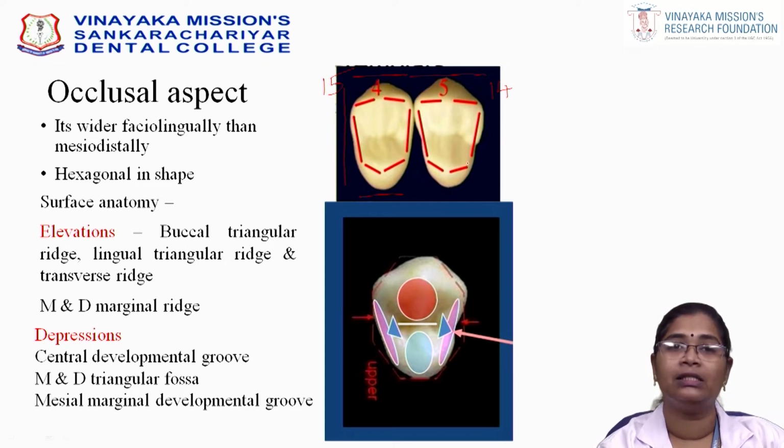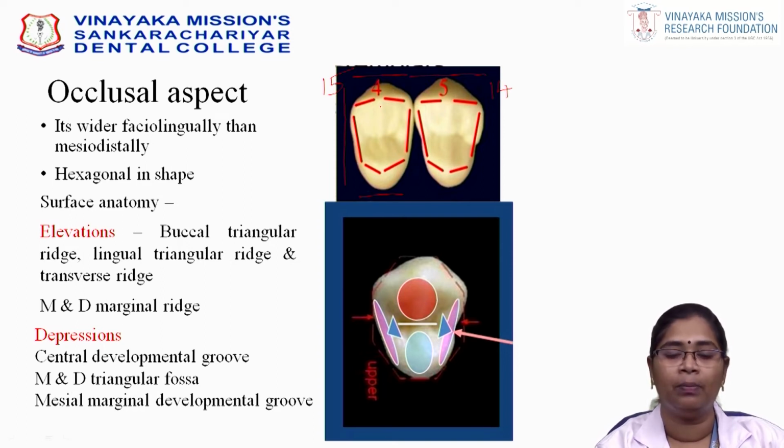When you see the surface anatomy, you can name the features as elevations and depressions. Elevations are mostly the cusps and the ridges that are present, and depressions are the grooves and the fossas that are present. Based on that, the maxillary first premolar has a prominent buccal cusp and a more prominent lingual cusp. Two cusps are present, buccal cusp and lingual cusp.